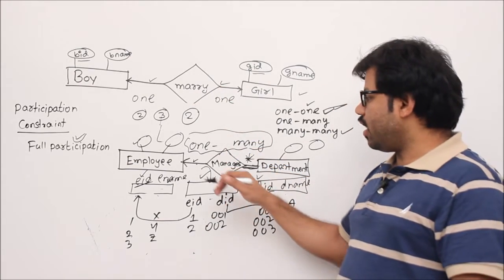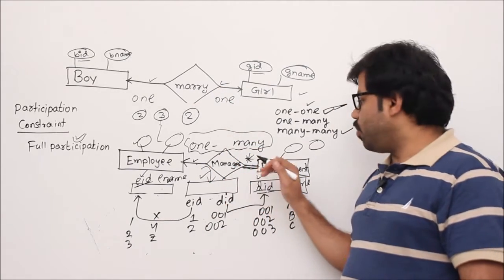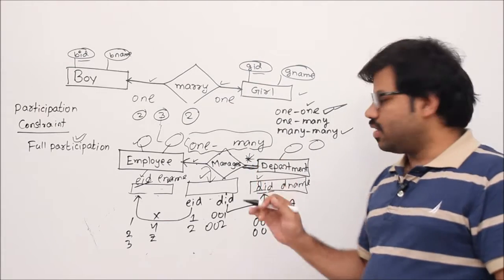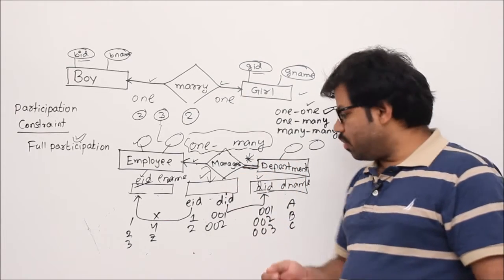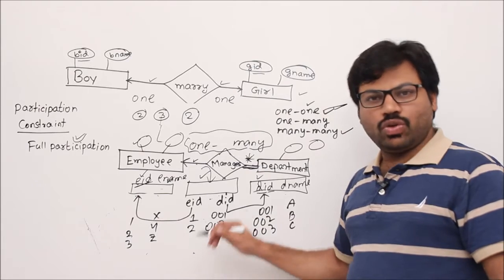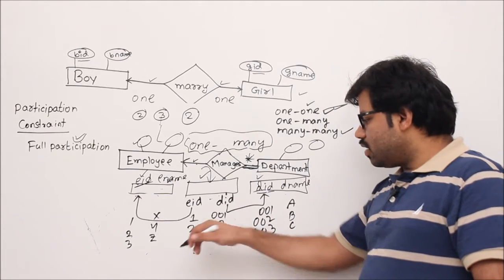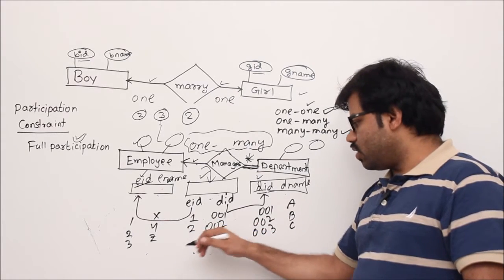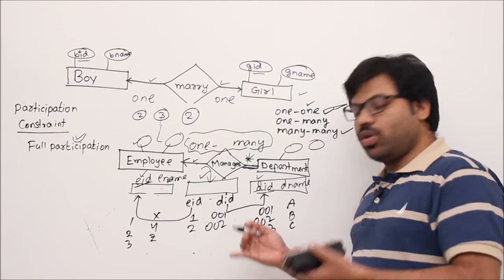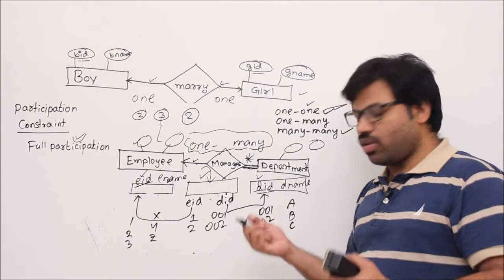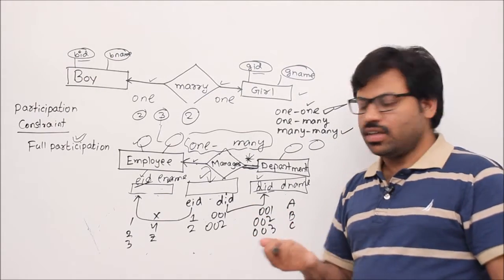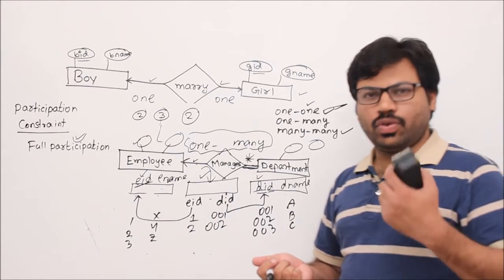What is your ER diagram's essential condition? Department should participate fully. That means every department should have a manager, but here I am not able to do that. How can you ensure that 003 also has a manager? You are not able to put that condition. Think about it. For that, what to do?